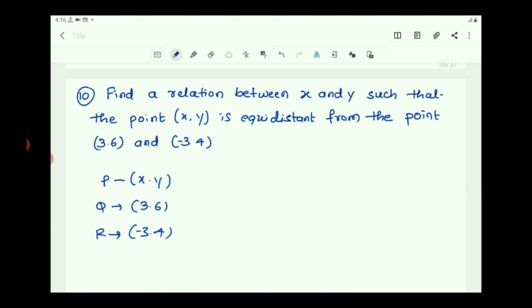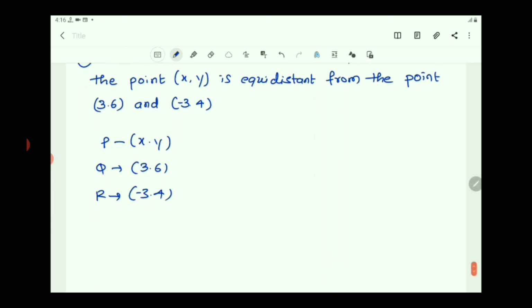And it is given that the point P with coordinates (x, y) is equidistant from the points Q and R. So it is given PQ equals PR. The point P is equidistant from the points Q and R. So PQ equals PR. It is given.